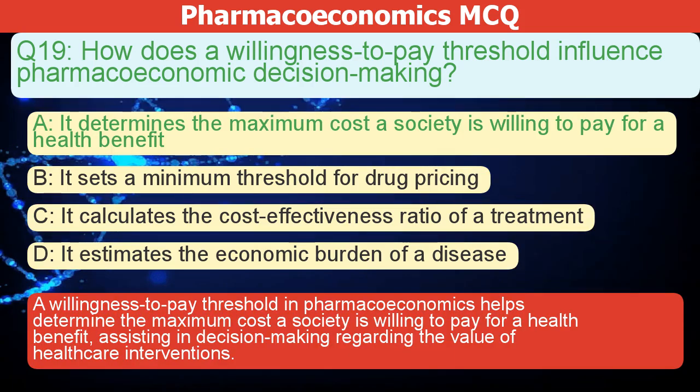The correct answer is A. A willingness to pay threshold in pharmacoeconomics helps determine the maximum cost a society is willing to pay for a health benefit, assisting in decision-making regarding the value of healthcare interventions.